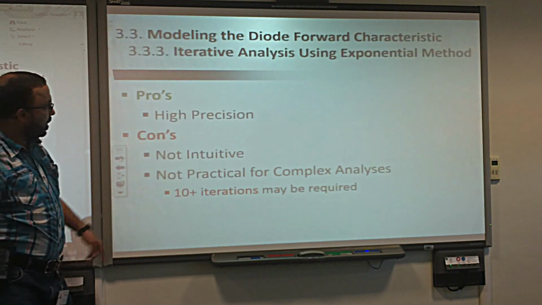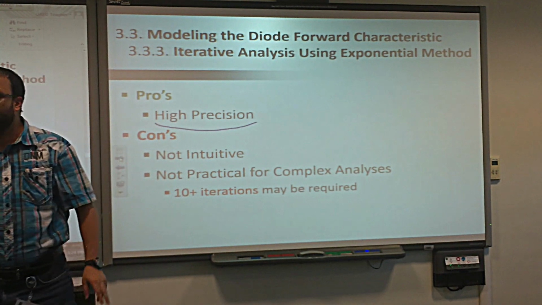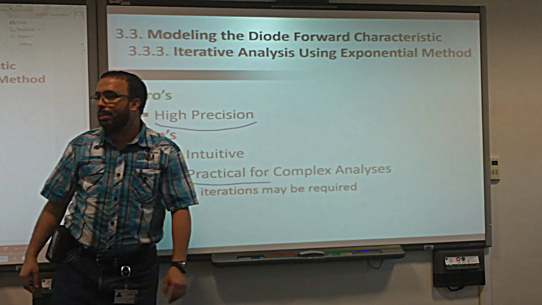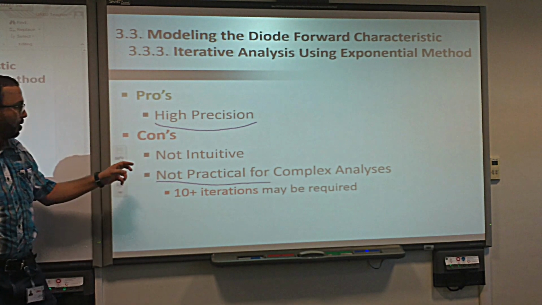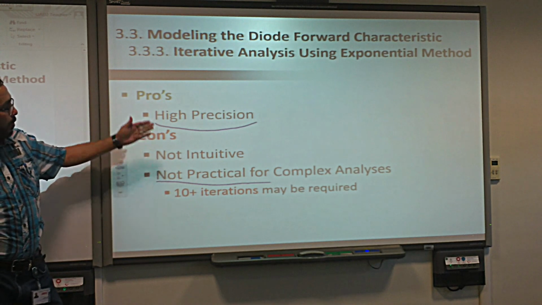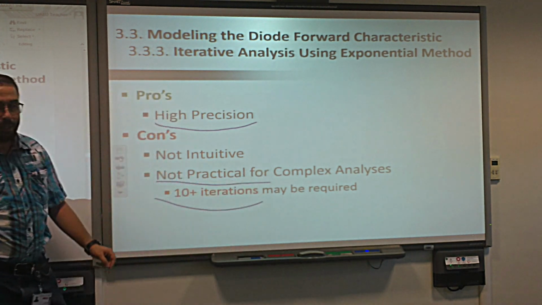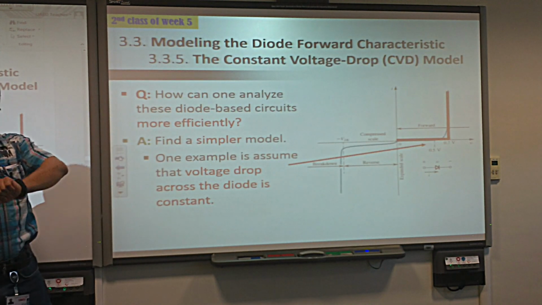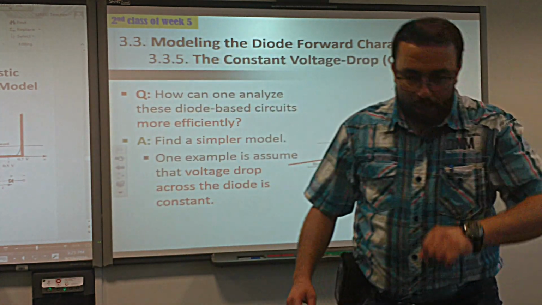The nice thing about this is it's very high precision. It gives the value very accurately. But it's not practical for complex circuits. It's very hard if you have too many diodes or too many resistors. This is the problem. So you pay for the high precision because the iterations can sometimes be really too many. That's it. And next class we start. Thank you very much.